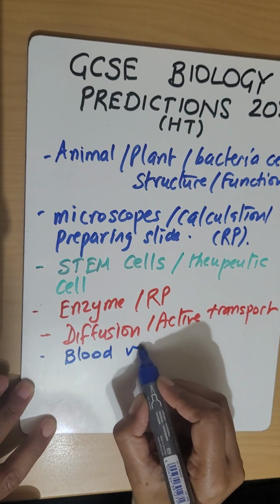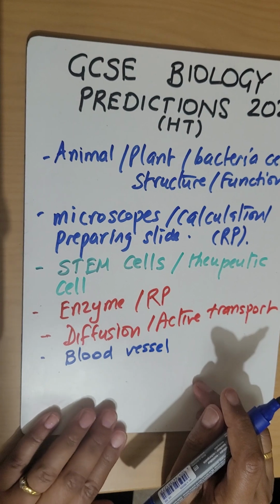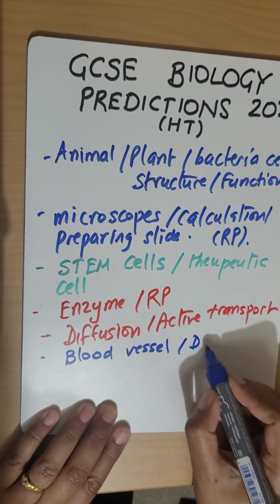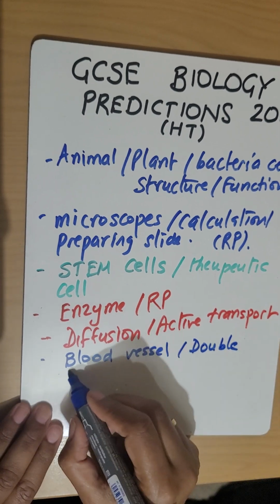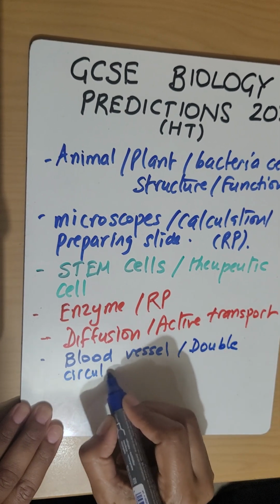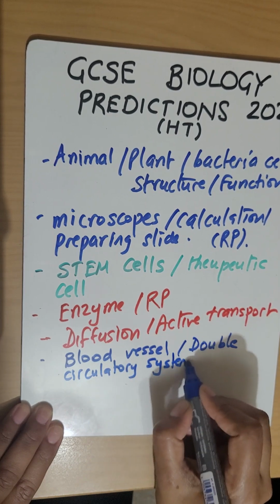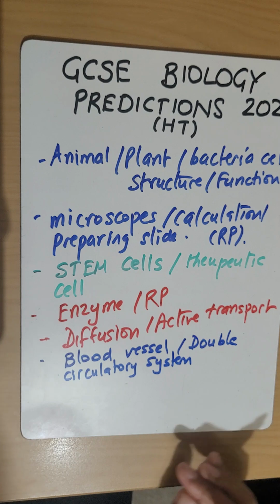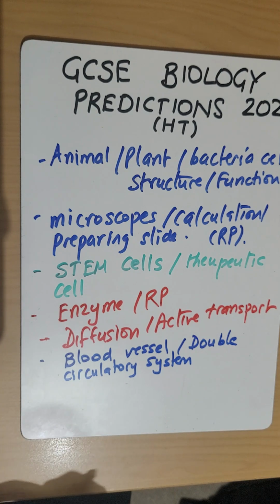When we're looking at blood vessels, remember to look at your arteries, capillaries and veins. Look at the double circulatory system. Again, there hasn't been a question on that yet. It could be labelling the heart and the different parts and functions of the heart. It's really important you look at that and how they work.